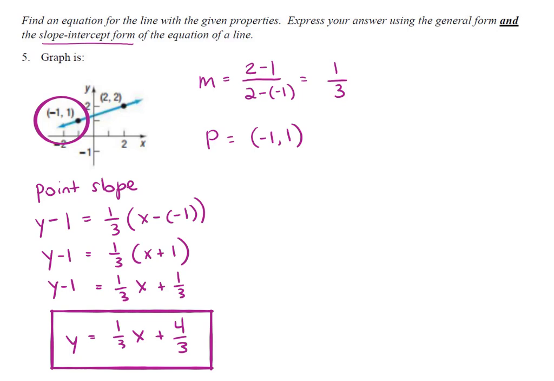Now they also want this in general form. That's going to be moving my x's to the same side. So I'm going to get negative 1/3 x plus y is equal to 4/3. And I'm going to multiply everything by 3 just to get rid of my denominators.